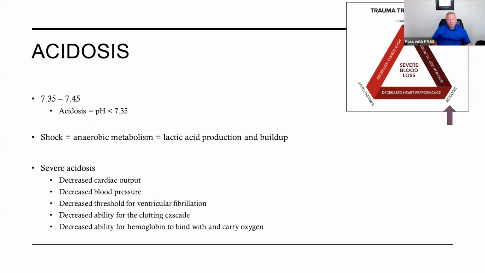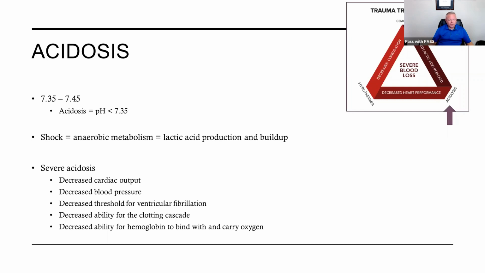And then the third part of this, or the third leg, is the acidosis. So we can recall that a normal pH is 7.35 to 7.45. And if it is less than 7.35, these patients are acidotic. And I want to stress this. The pH scale is a logarithmic scale.